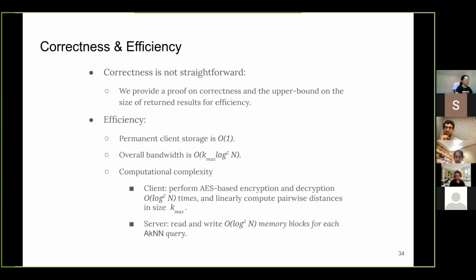And as for the computational complexity, the client will perform AES-based encryption decryption big O of log n times and linearly compute pairwise distance in size of K-max. And the server reads and writes big O of log square n memory blocks for each AKNN query.